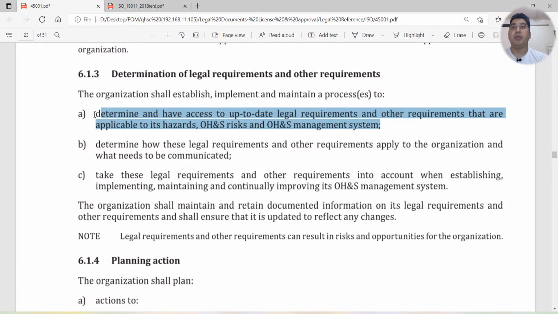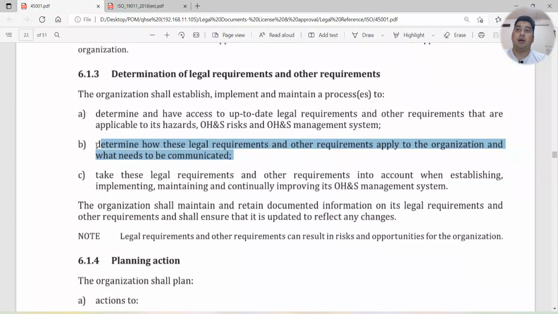I will suggest you. So when you are maintaining a legal register, in that legal register, you can mention all the legal requirements for the company, international legal standards which are affecting your business, like fire code, environmental health and safety management system, occupational health and safety management system, any local requirements. So all those things you can maintain in a legal register. Determine how these legal requirements and other requirements apply to the organization and what needs to be communicated.